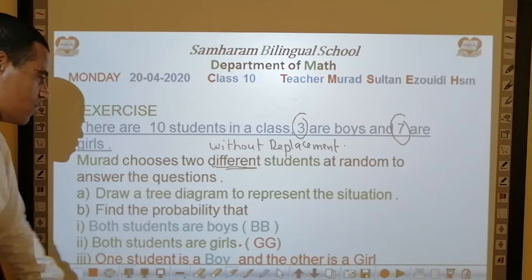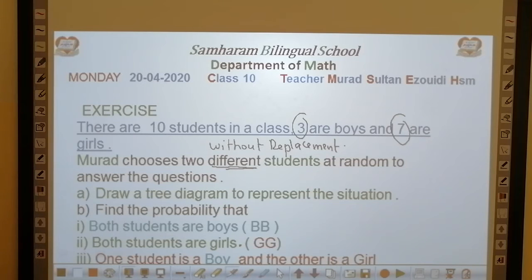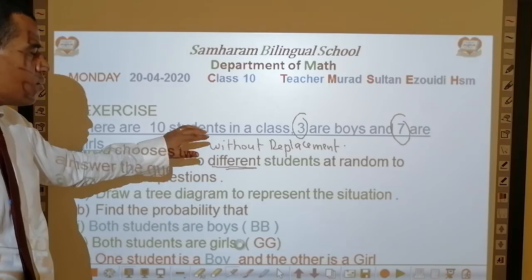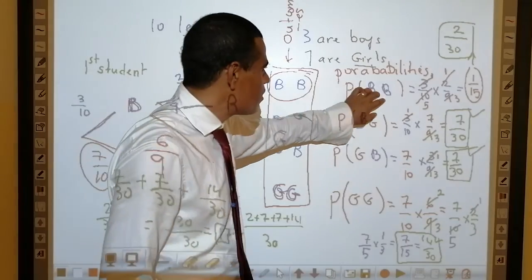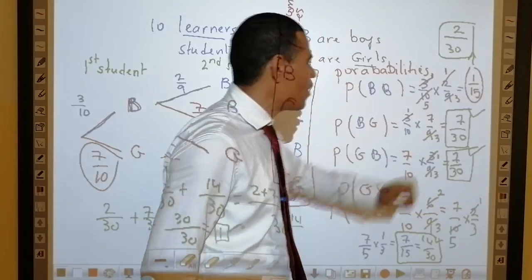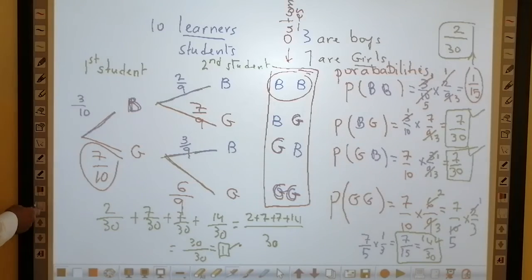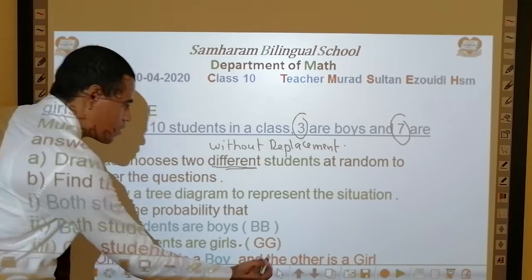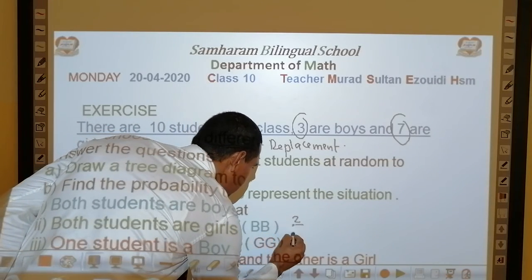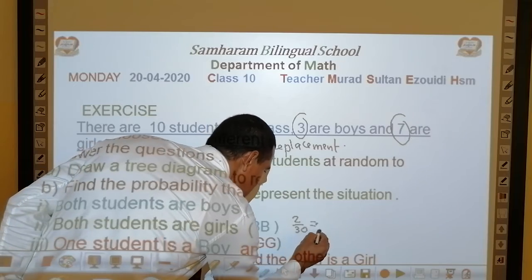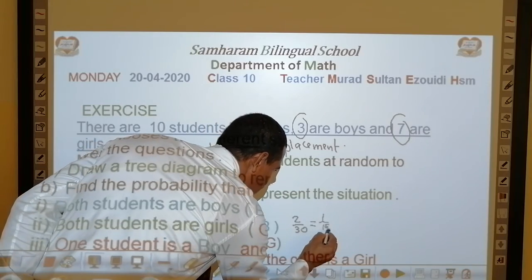Both students are boys means what? Both students are boys. Boys means 2 over 30 or 1 over 15. Okay? So it will be 2 over 30 or 1 over 15, as you like. Both of them are correct.